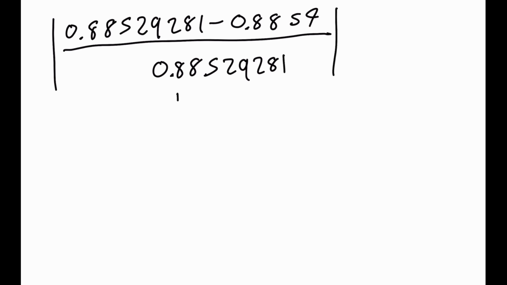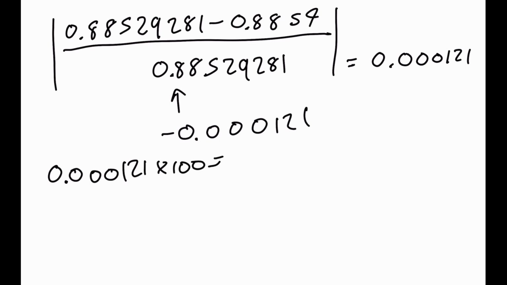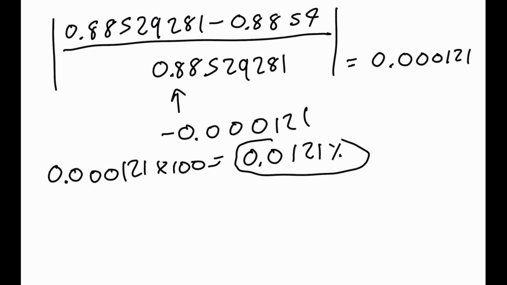And we realize that the inside would be equal to minus 0.000121. Because we have the modulus function here, we can turn this into a positive. So this will actually be equal to 0.000121. And remember, because it's a percentage, we have to times this by 100. So we'll do 0.000121 times 100, which is equal to 0.0121%. And this is our value for our percentage error.